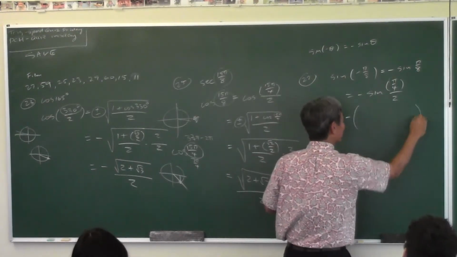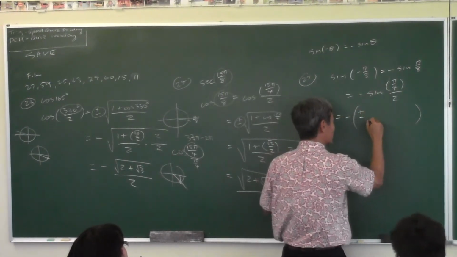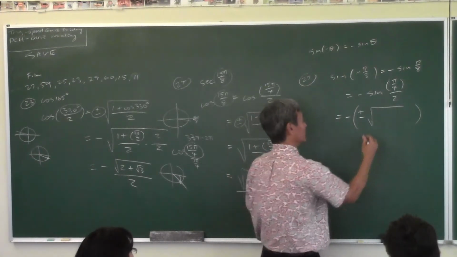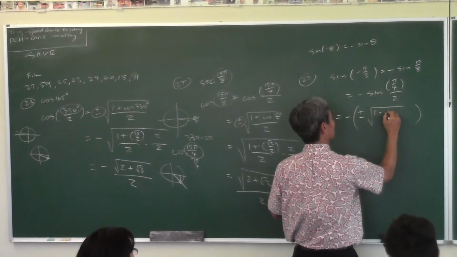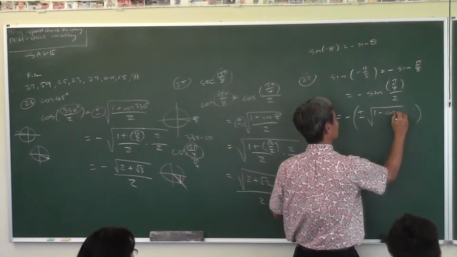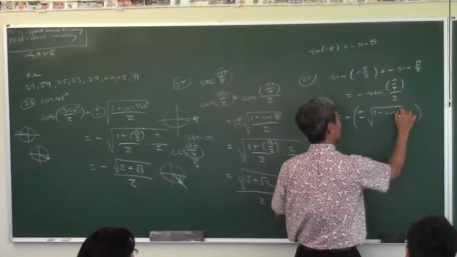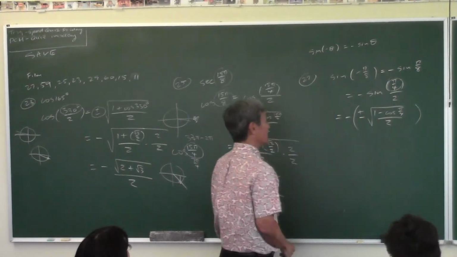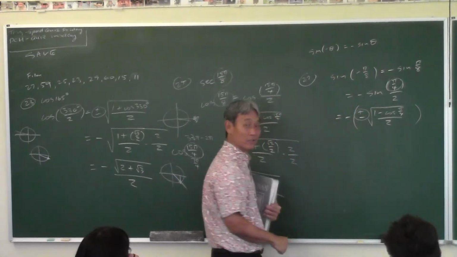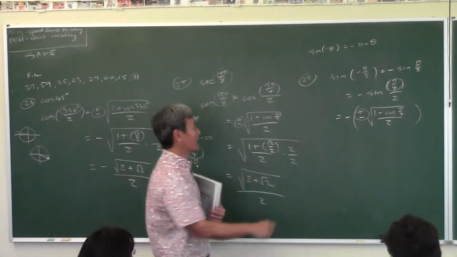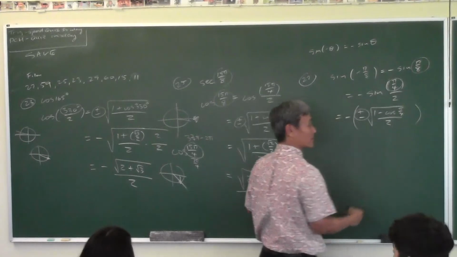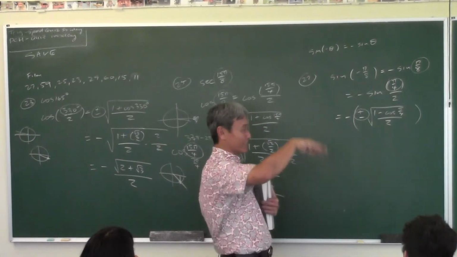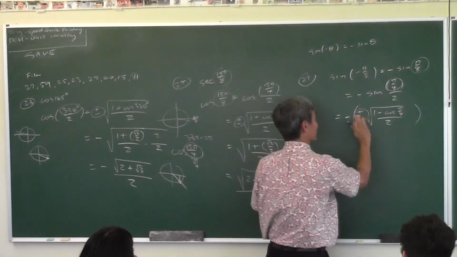So plus or minus the square root of 1 minus cosine theta over 2. Yeah, okay, there you go. Now we have to figure out which one to use. So we have to know the quadrant of this angle. Well, that's easy. Where's pi over 8? First quadrant, right? And in the first quadrant, everything is positive, so we pick the positive one.